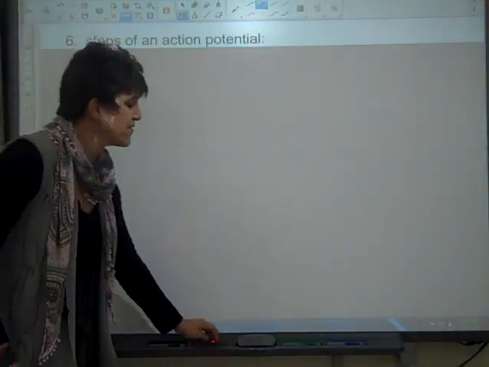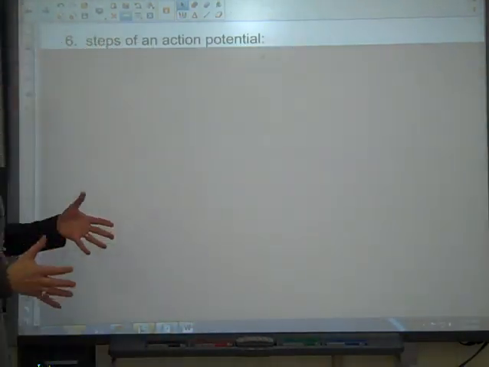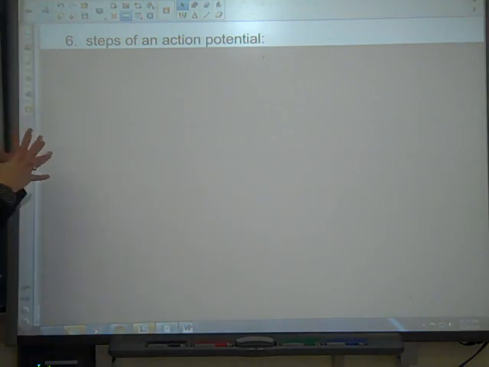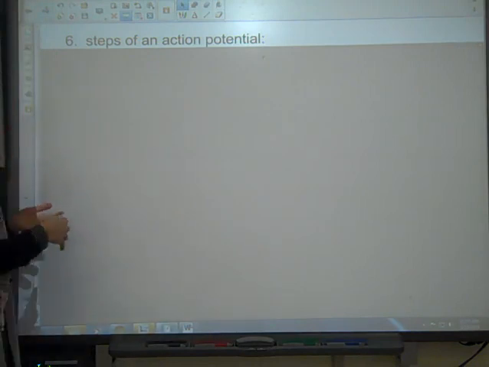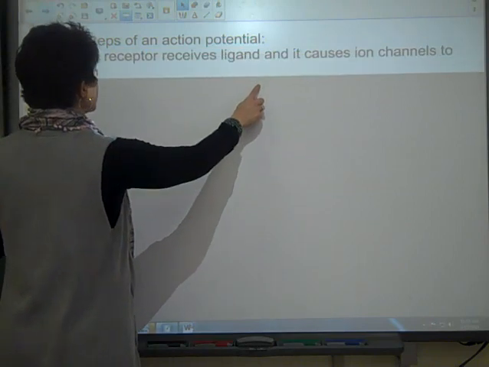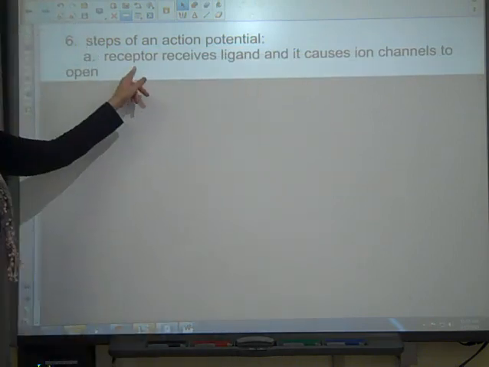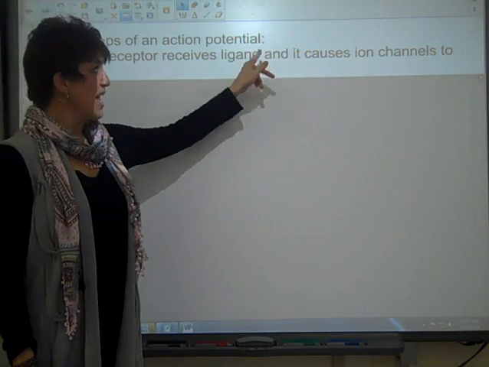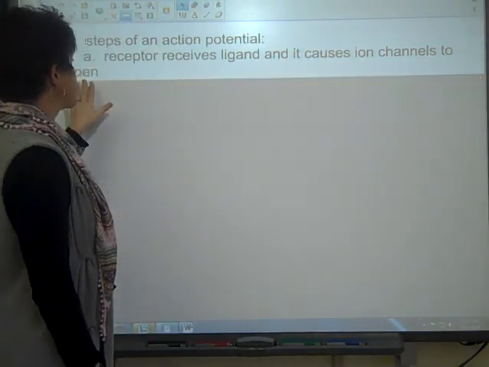All right, steps of an action potential. This is where we're going to really focus in on this video. How does it get from a stimulus to actually causing a change? So, first step, a receptor receives a ligand, and it causes an ion channel to open.